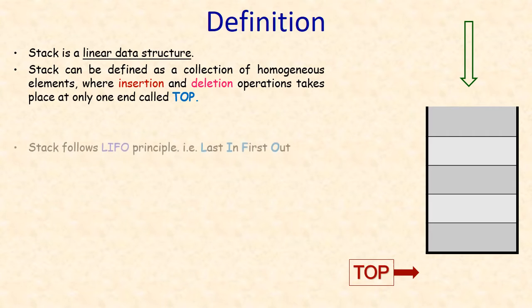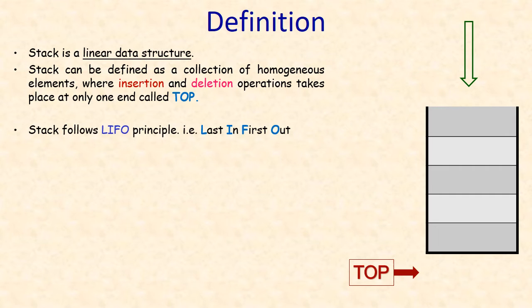Now it always follows the LIFO principle, that is last in first out. Whenever you keep books, you keep all the books one by one on top. Whenever you want to pick a book, we usually pick the top book. In the same way, whenever you keep data elements in stack, we can pick the last element that is inserted into the stack. So that is the LIFO principle.